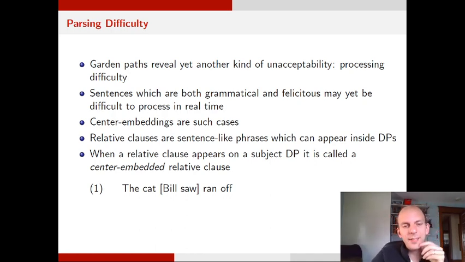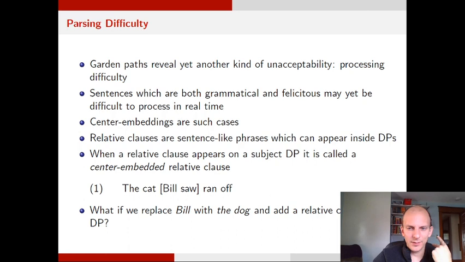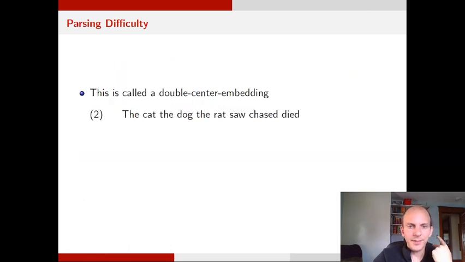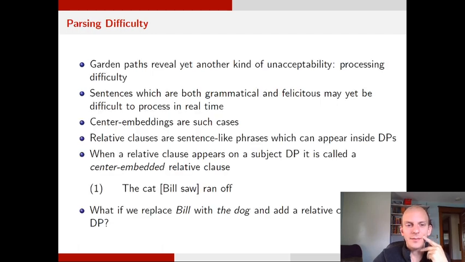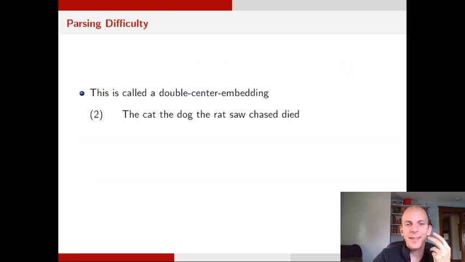And so what's cool about these center embeddings is that when you get just one, like we have here, it's pretty easy for us to cognitively process what's going on. There's almost no difficulty. Check for grammatical, check for semantic, check for processing. But when you try and do this iteratively, to a double center embedding, right? You get something like this. So instead of the cat Bill saw, now we have the cat the dog the rat saw chased died.